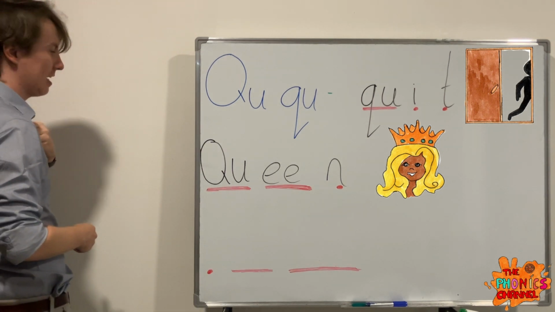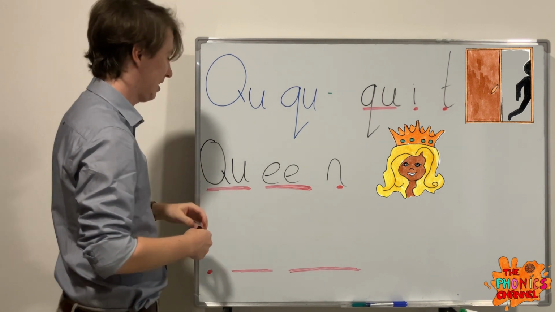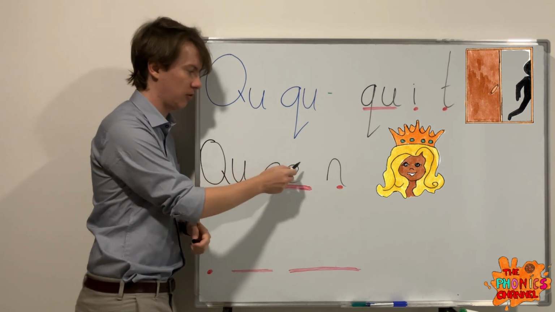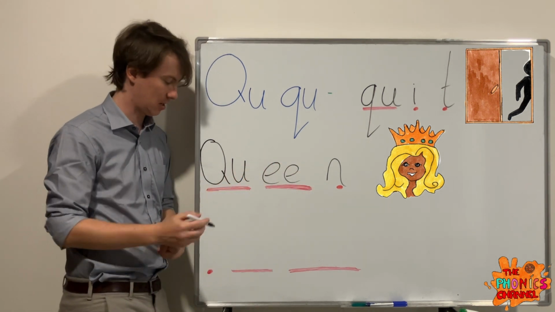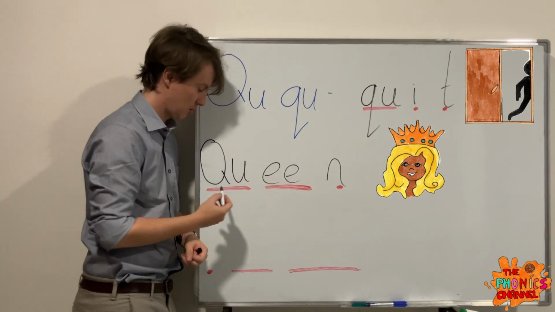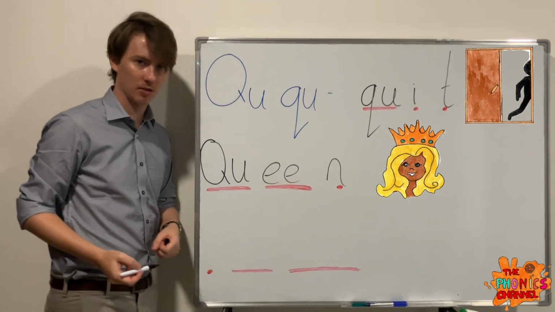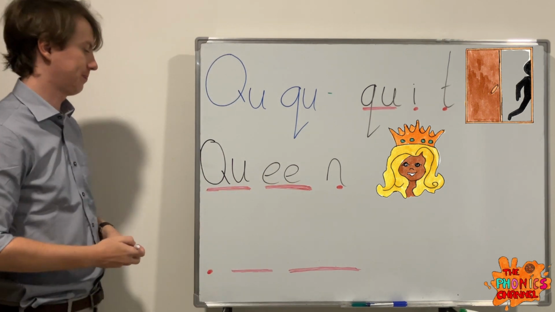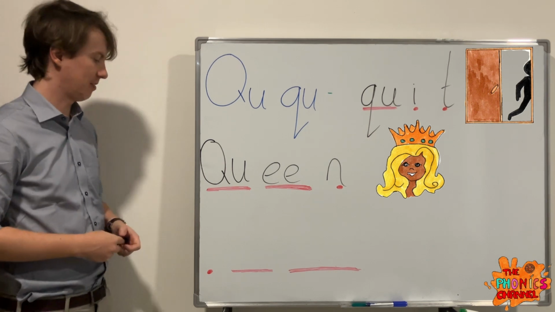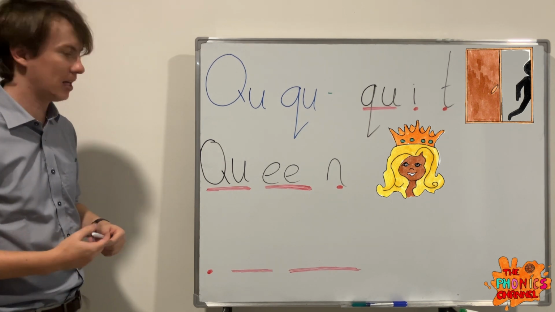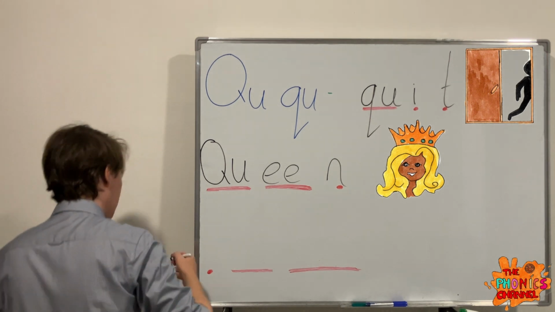Queen. How many letters does Queen have? How many letters? 1, 2, 3, 4, 5. 5 letters. How many sounds? Queen. 1, 2, 3. Okay, 3. Super. 3 sounds, 5 letters. Okay, going on to our next one, which is square.